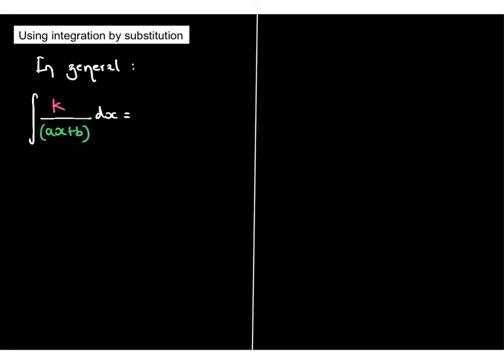We know it's a reciprocal type function. The k is simply a multiplicative constant which will appear in the answer, but we know we're going to get the ln of ax plus b. We know we're going to need to divide by the derivative of this inner function here, so we'll divide by a, and of course there will be a plus constant of integration at the end.